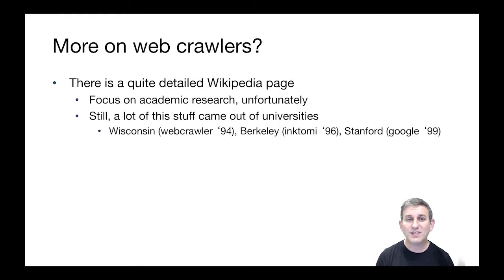Now, to learn more about web crawlers, there's quite a nice Wikipedia page on web crawlers, and I encourage you to read it. The focus of that page is mostly on academic papers, which is a bit unfortunate. It'd be lovely to know what's going on behind the doors at the big search companies. But the truth is, a lot of the original web crawlers came out of universities. The original web crawler came out of work that was done at the University of Wisconsin. The Inktomi web crawler and web search engine, which was at its time the largest search engine on the net in the late 90s, came out of research at Berkeley. And then, of course, Google came out of research at Stanford. And so because a lot of this stuff came out of universities, let's hope that some of that academic research actually is relevant, even though it's been polished, obviously, at the companies.